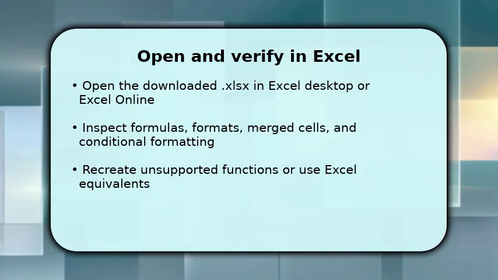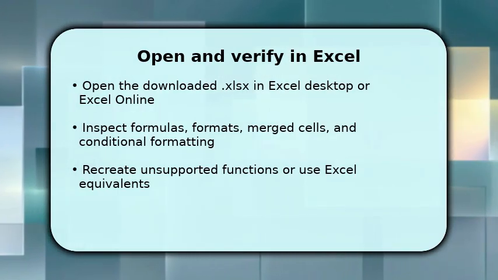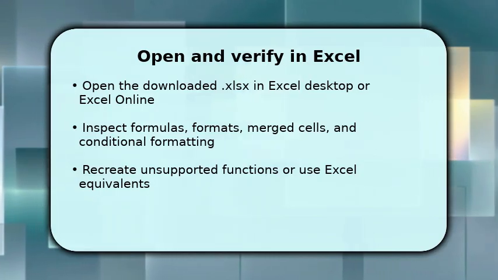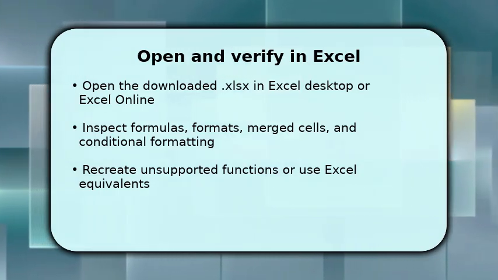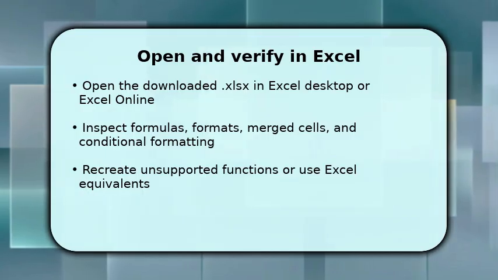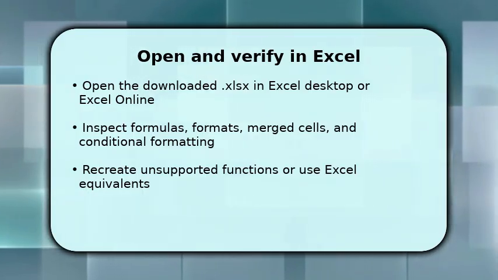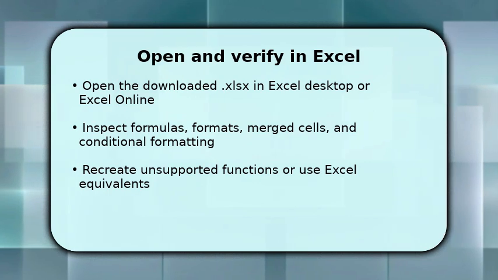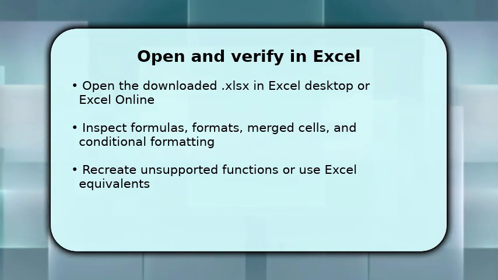If you see #NAME? or errors, replace Google-only functions with Excel equivalents. For example, SUBSTITUTE and INDEX work similarly, but functions like GOOGLEFINANCE need manual data or Power Query. Make adjustments now so the workbook behaves as expected.